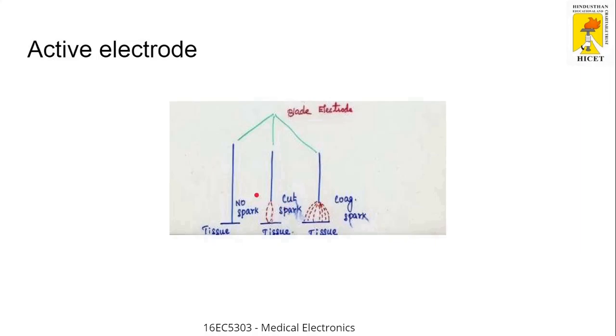In this case you have the spark. If you take the spark here, you have different types. There is no spark here, then this is a cut spark, and this is a coagulation spark. What is meant by cut spark? In diathermy, if you want to cut or bisect, you have to use a spark, which is nothing but heat. To understand it more clearly, let me give an example.